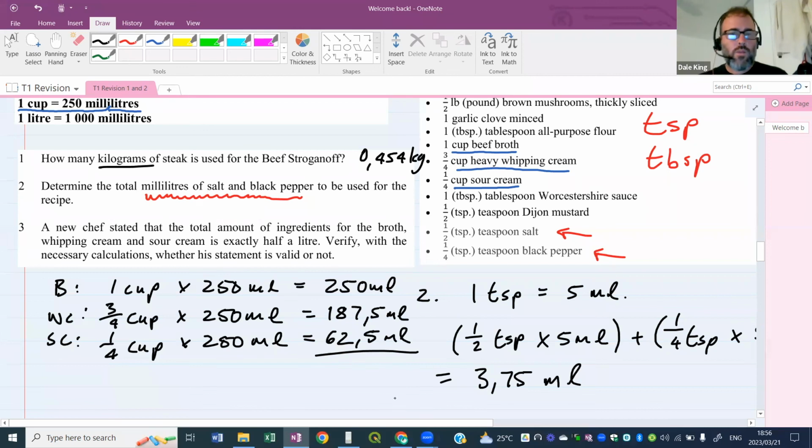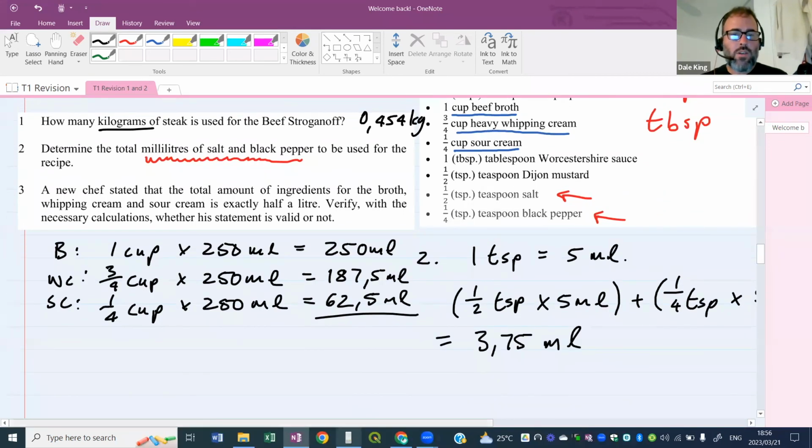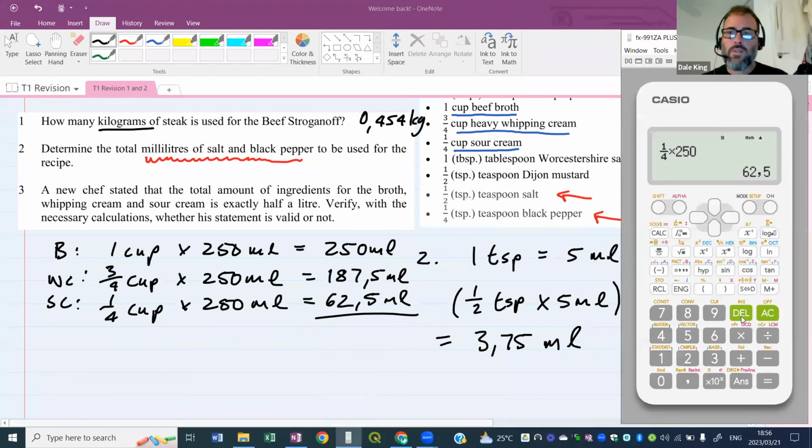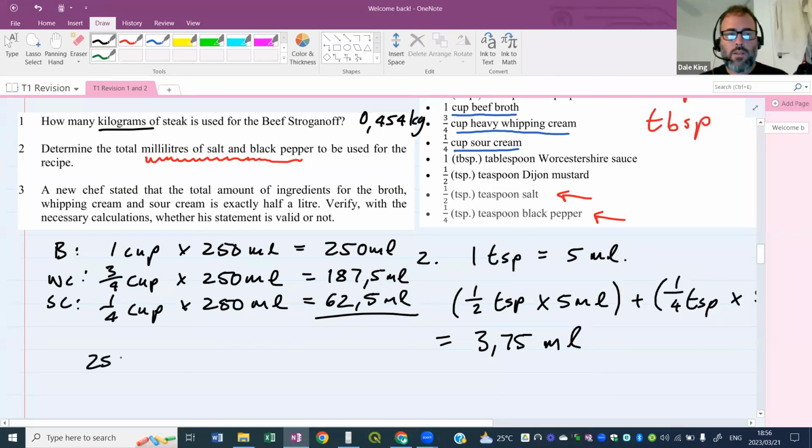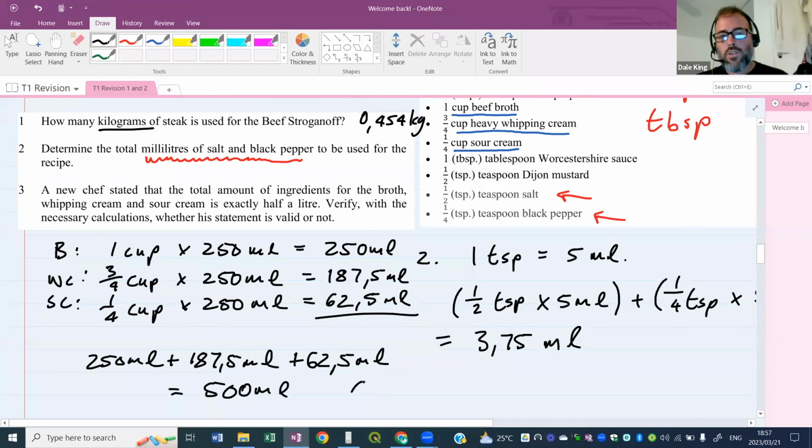And then they want to know what is the total, because he says the total comes up to half a liter. So we're going to check exactly if he's right. We're going to add these up now. So 250 plus 187.5 plus 62.5. And there you go. Okay, so to write it out correctly, we'll just write out the calculation, add them all up. 500 milliliters. Chef is correct.